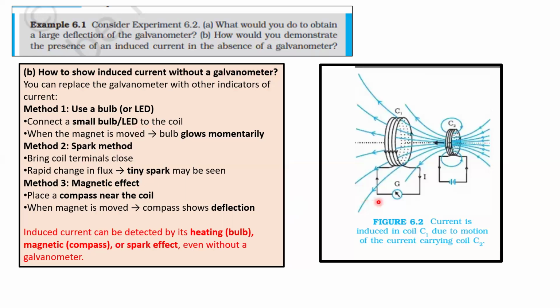Second one, the spark method. These two coils, right? We have to bring them very close. Then a spark will be produced. Bring the coil terminals close to each other, then there will be a spark. Or you can keep a magnetic needle compass. Whenever there is a flow of current, the magnetic needle shows deflection. So out of these three, you can follow any method to show the induced current. First one, we are using a bulb or LED. Second one, the spark method. Third one, we are keeping a magnetic needle.